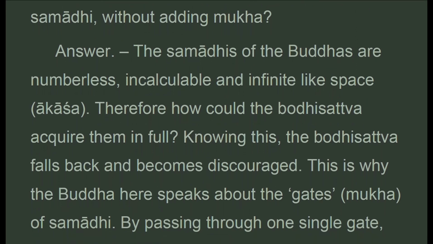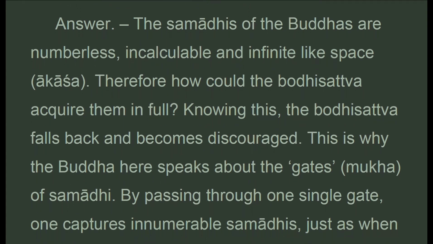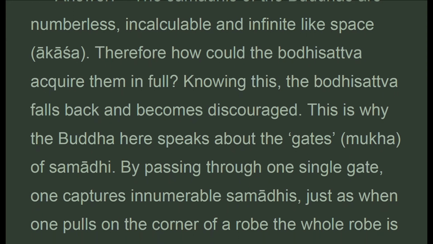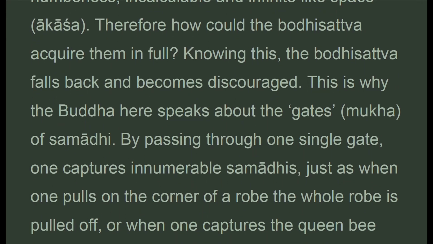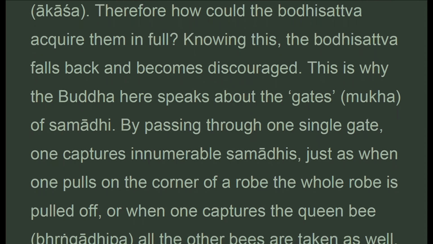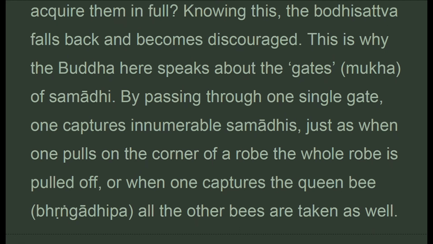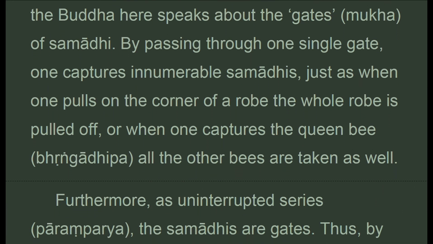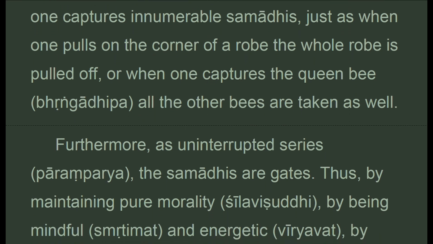Therefore how could the bodhisattva acquire them in full? Knowing this, the bodhisattva falls back and becomes discouraged. This is why the Buddha here speaks about the gates of samadhi. By passing through one single gate, one captures innumerable samadhis, just as when one pulls on the corner of a robe the whole robe is pulled off, or when one captures the queen bee all the other bees are taken as well. Furthermore, as uninterrupted series, the samadhis are gates.